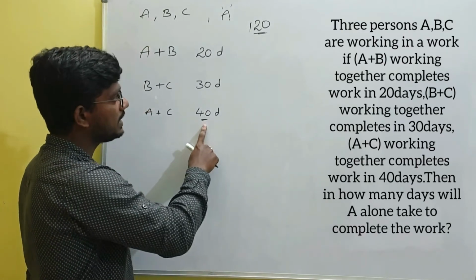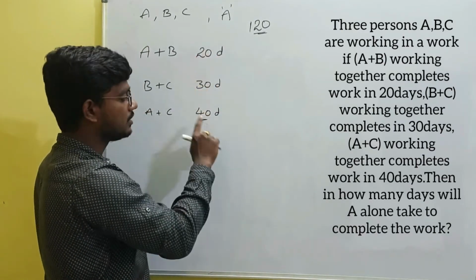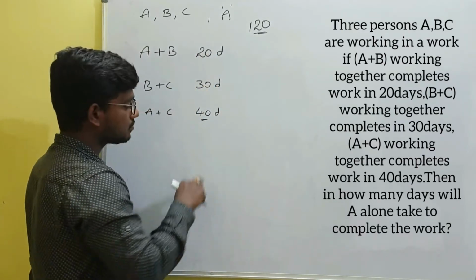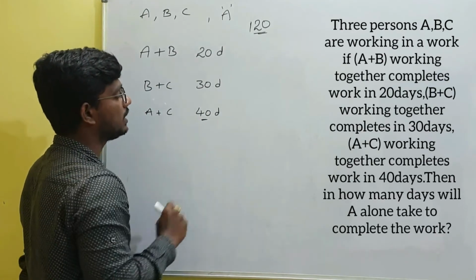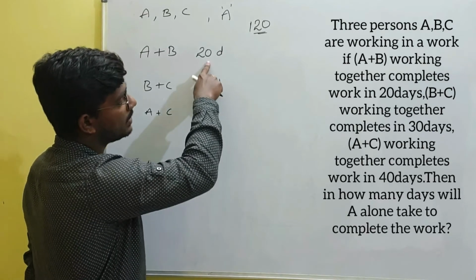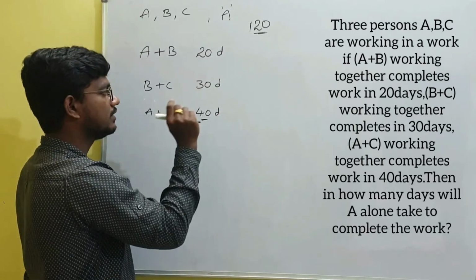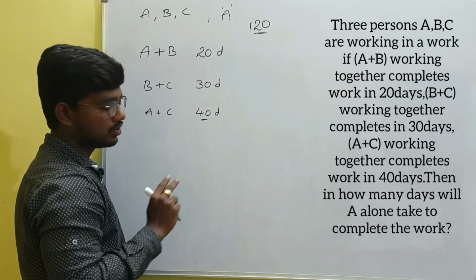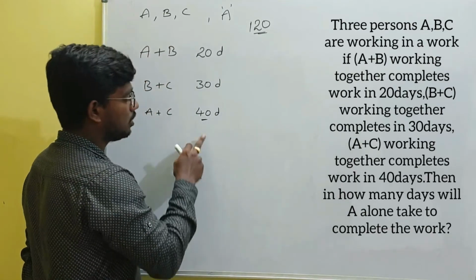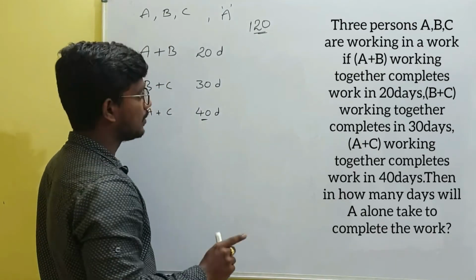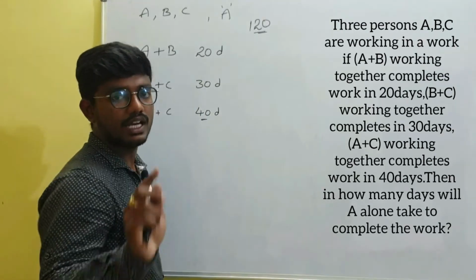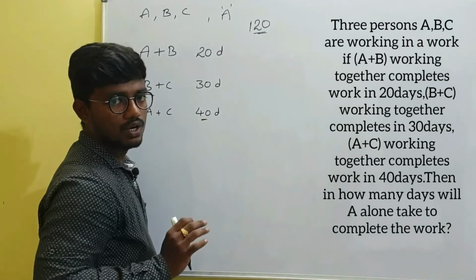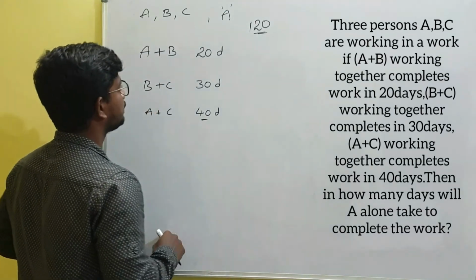Here 40 is divided by 20, but it is not divided by 30. So another multiple of 40 is 80, by multiplying 2 with 40 we get 80. So 80 is divided by 20, but it is not divided by 30. So we have to take another multiple of 40, which is 120. Here 120 is divided by 20 and 30. So 120 is our LCM. In such type of questions we have to take the LCM to save our time.